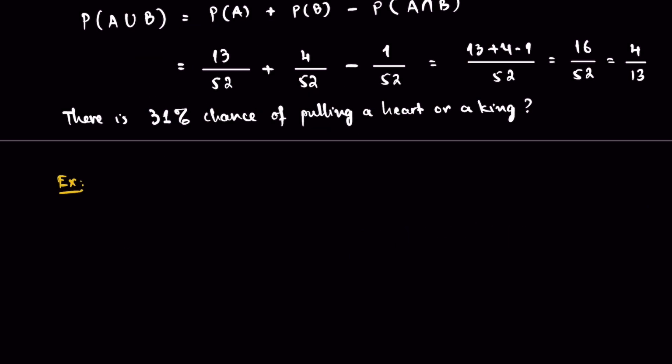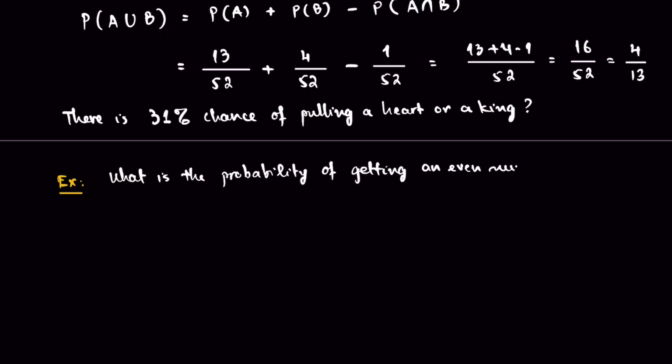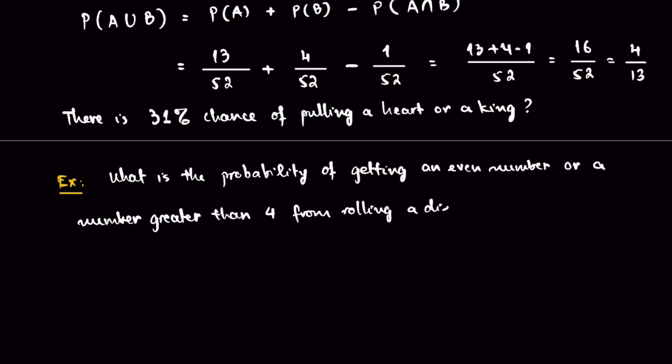Now let's move on to another example. We want to know what is the probability of getting an even number or a number greater than 4 from rolling a die once. So there are two possible outcomes as well.